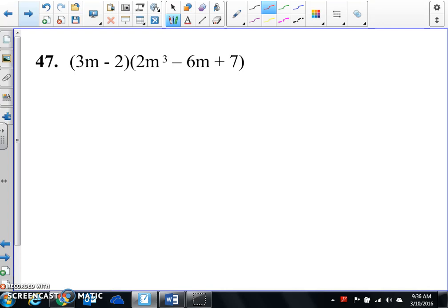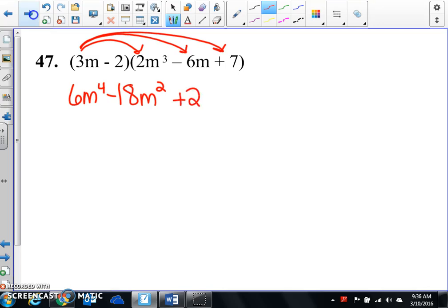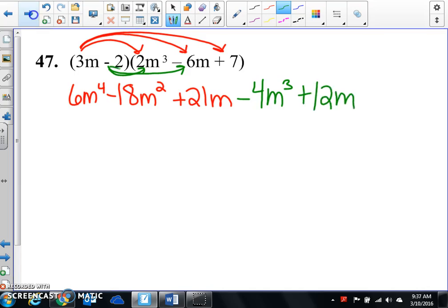All right, and then last one. 3 times 2 is 6. M times m cubed is m to the 4th. 3 times negative 6 is negative 18. M times m is m squared. 3 times 7 is a positive 21, and then I have my m. Negative 2 times 2 is negative 4, and then I've got that m to the 3rd. Negative 2 times negative 6 is a positive 12, and I have that m. And then negative 2 times 7 is a negative 14.